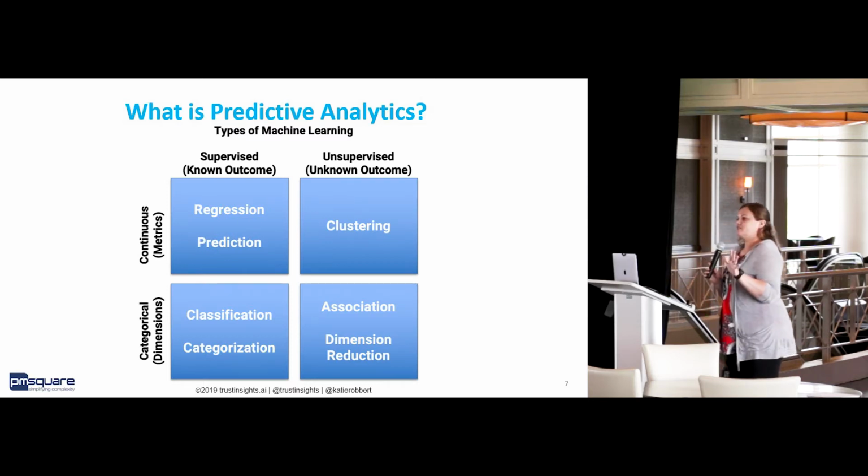So what the heck is predictive analytics? Well, there's been a lot of talk about it today. It's a type of machine learning. There are 4 different kinds of machine learning, and predictive analytics falls within the continuous supervised, meaning you have your known metrics and you have a known outcome. The other 3 are continuous unsupervised, categorical supervised, and categorical unsupervised. For the purposes of today, we're not focusing on those. We're only focusing on that one bucket of continuous supervised where you have your two nodes.